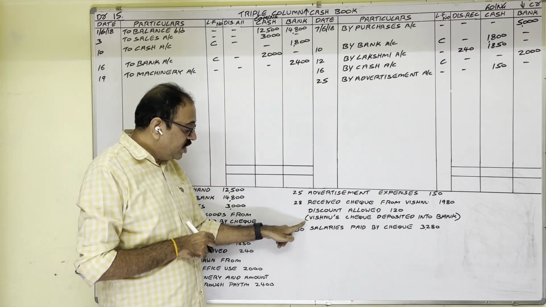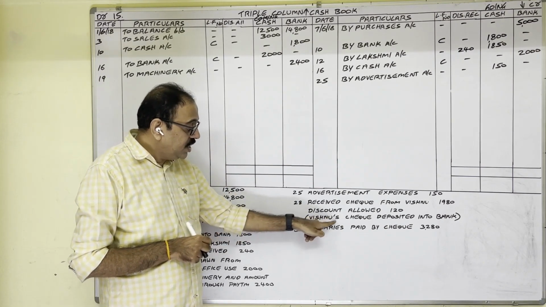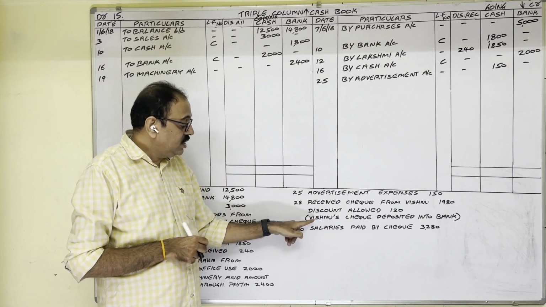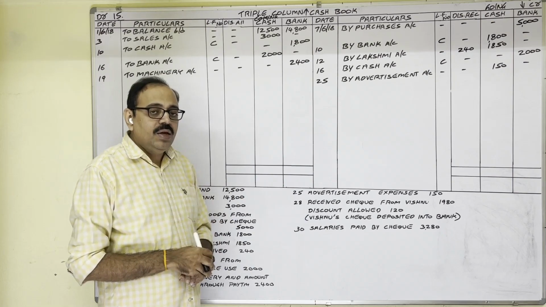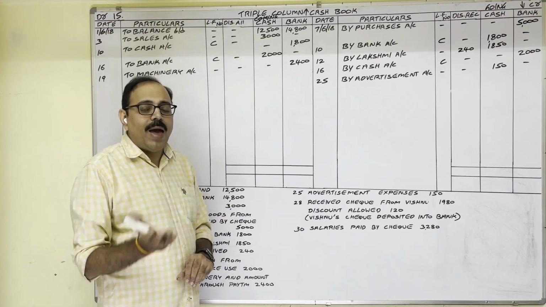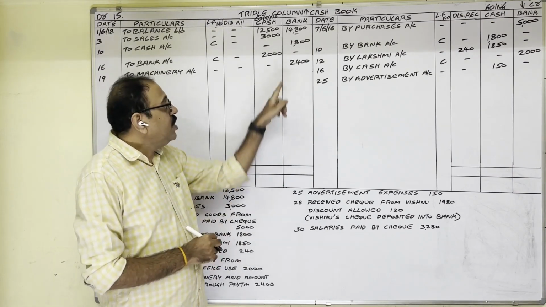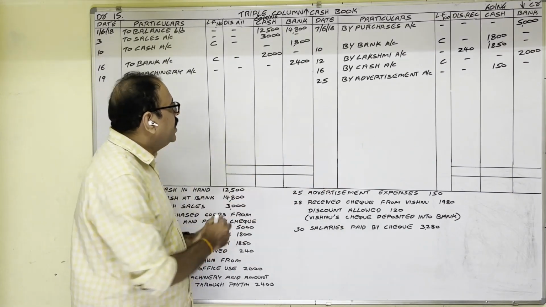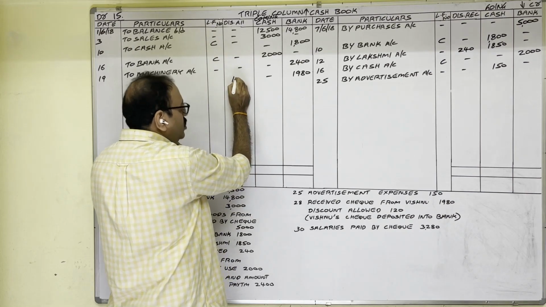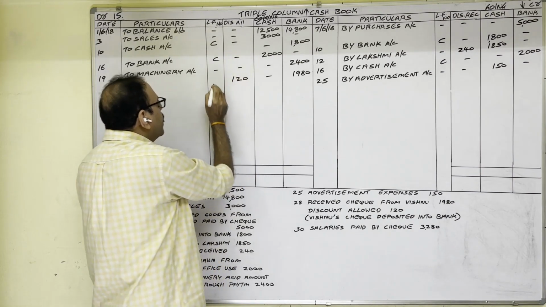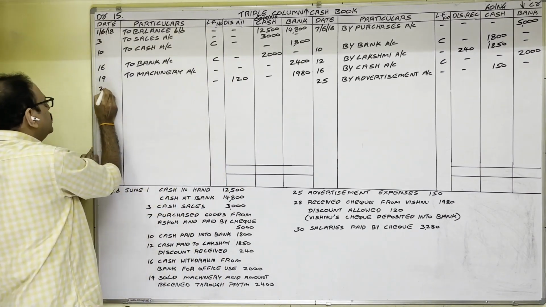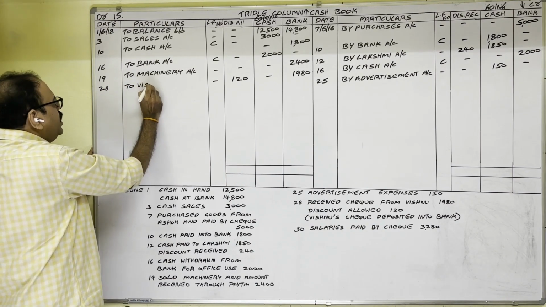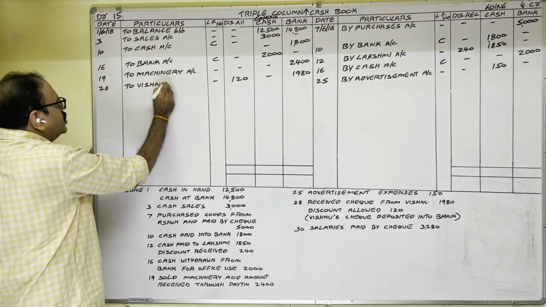And here it is given that on the same day the check is deposited into the bank. So our assumption is that on the same day the bank collected that money and deposited it in my account, and my bank balance increased. Therefore, on the debit side we should write in the bank column. 28th date, 1980. Discount amount 120. 28th date. From whom did this check come? Vishnu. So write to Vishnu account.